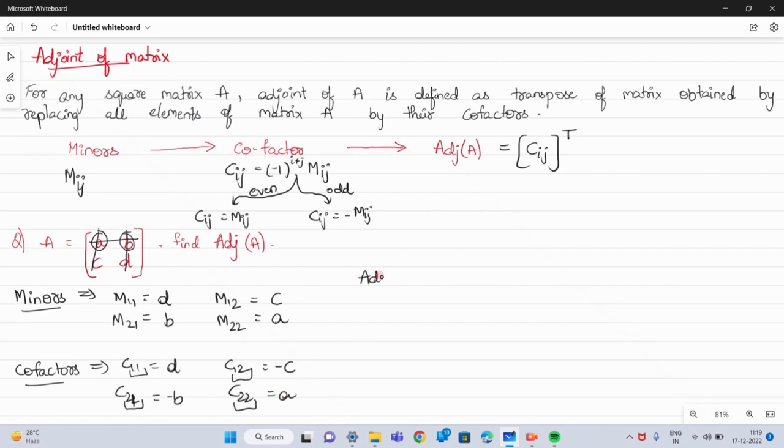After getting cofactors, we need to find the adjoint of matrix A, which is nothing but the transpose of cofactors, which is D, minus C, minus B, and A. The transpose is D, minus B, minus C, and A. This is the required adjoint of a matrix.